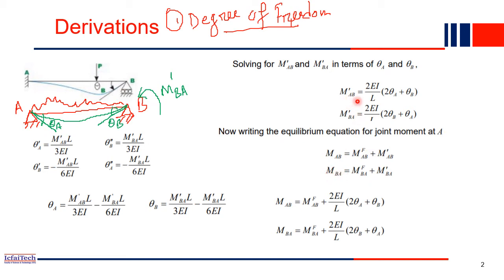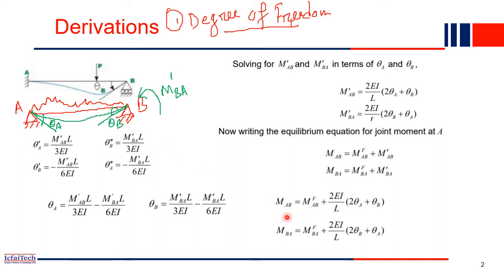Now if you substitute the M'AB value we just computed and the M'BA value we just computed, just substitute these two equations, we will get our final equations for MAB and MBA. They are very easy to remember. See, MAB equals the fixed end moment FAB plus 2EI by L into 2 theta A, because as we are computing A to B, it will be 2 theta A, means 2 times the near end plus 1 times the far end. So if you are considering AB, the near end will be A and the far end will be B, right?